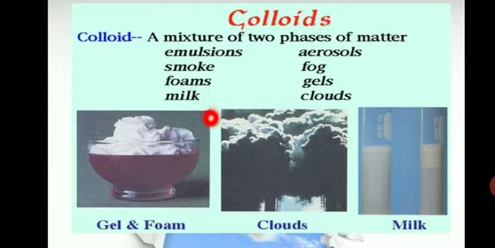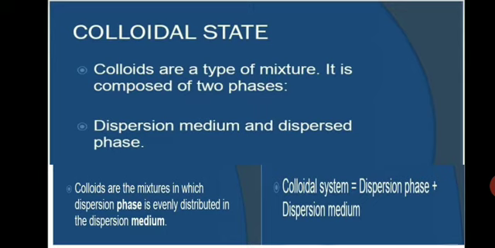Emulsion, smoke, foams, aerosols, fog, gels, clouds, all these are examples of colloids. It appears to be homogeneous, but it is actually a heterogeneous mixture. So colloids are a type of mixture composed of two phases. So it is different from a suspension. Look at what the difference is.